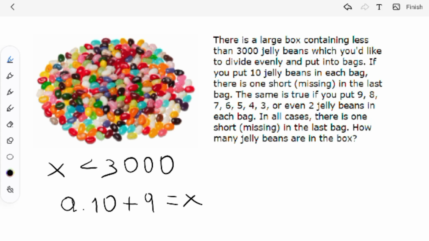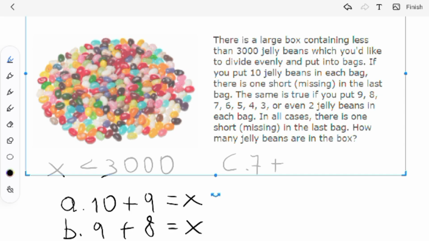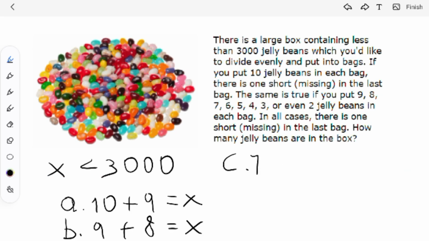If we add 9 beans in each bag, then we have b times 9 plus 8 equals x, and so forth. Same, for example, with 8 in each bag, then we'll have c times 8 plus 7 equals x, and so forth. So, as we can see, the number of jelly beans is less than 3,000, and we can also conclude that it is not a multiple of numbers from 2 to 10.